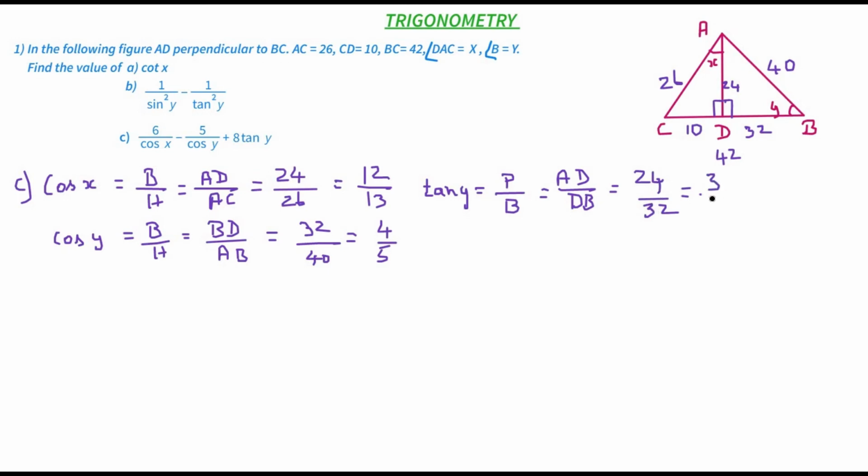So this will be 3 by 4. Now we have got the value of tan. Tan y is 3 by 4. So now we have to find the value of all this thing. I'm not going to write the question since we have very less space.